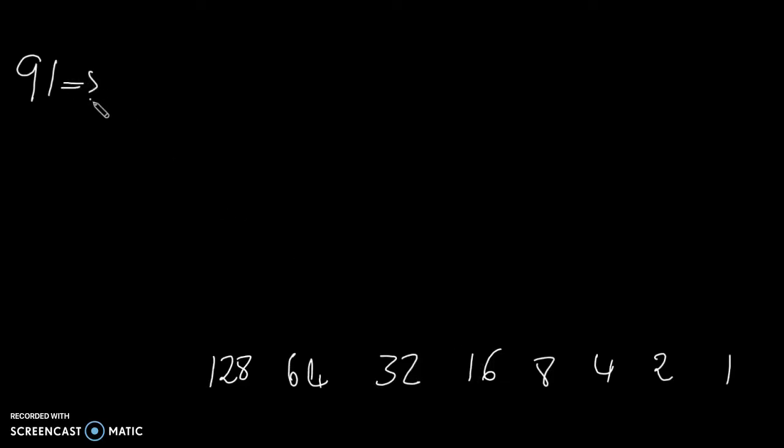equals to 91. For example, 8 is less than 91. But we also have 16, meaning from these numbers, 8 is not the highest number that is less than 91. 16 also is less than 91, but it's not the highest number because we still have 32. So from this list, the highest number that is less than or equals to 91 will be 64.